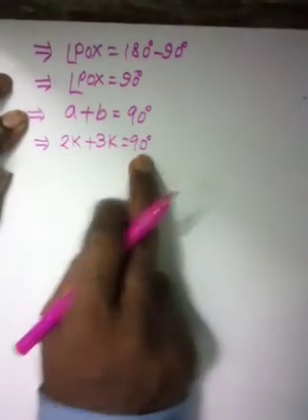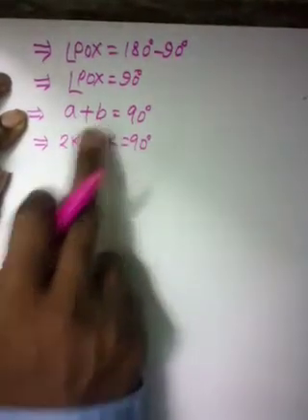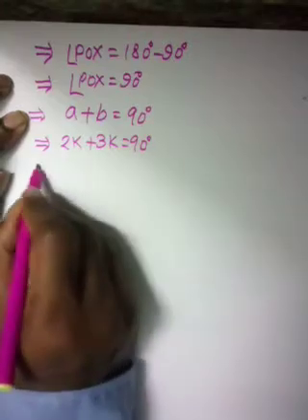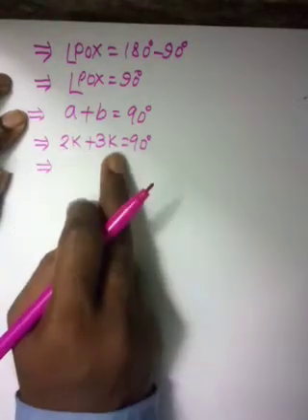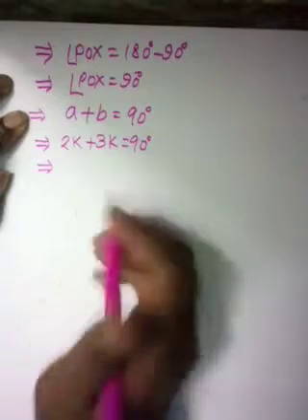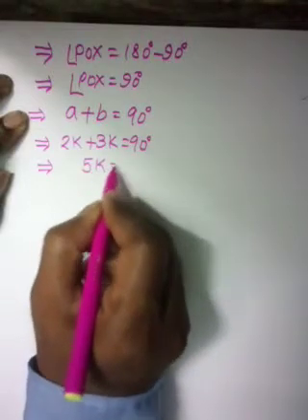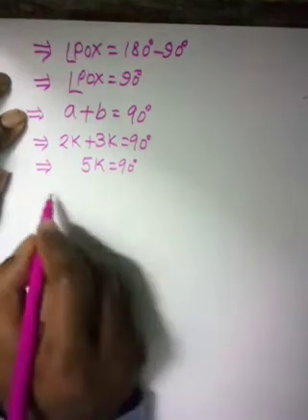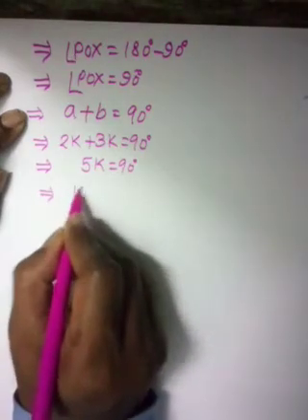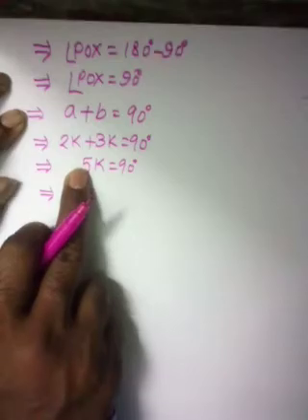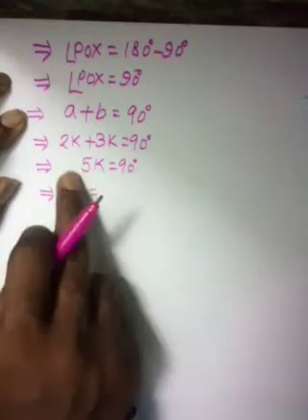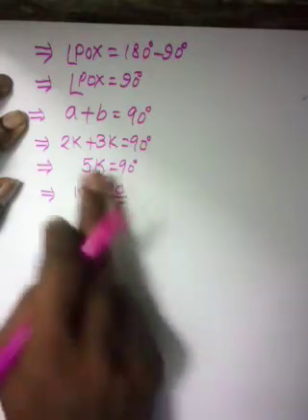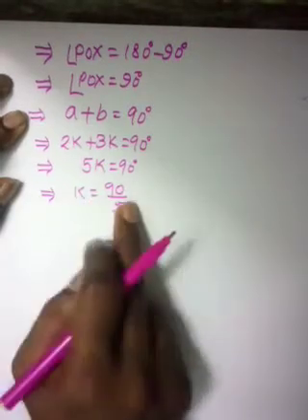Understood this step, my children? We have substituted A and B values in this step. Then we got this step. Okay, my children? Right. 2k plus 3k. What will you get here? Yes, 5k is equal to 90 degrees. Understood this step, my children? Right. This implies k is equal to, we had to transpose this 5 to RHS. Then it becomes by 5. 90 by 5. Understood this step, my children?